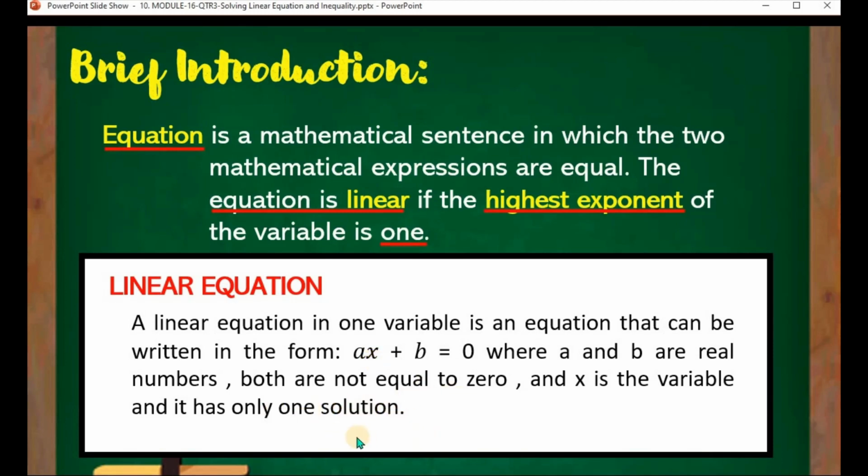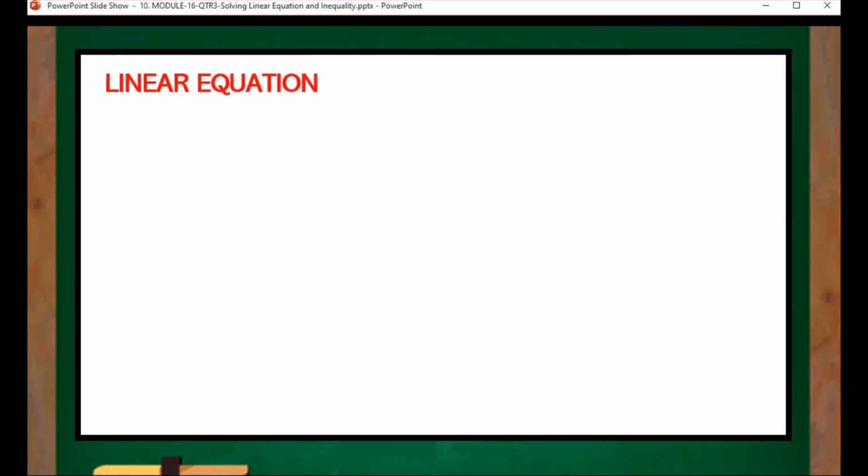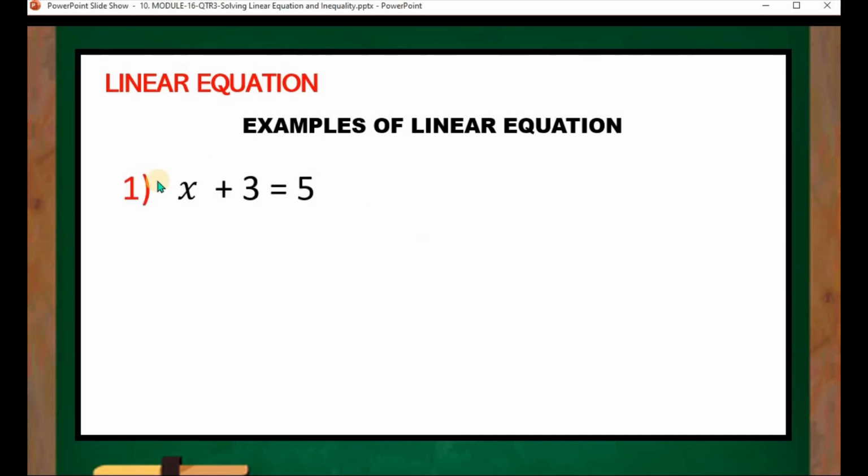Okay? So, let's see. Ayan, banda tayo, paano ba tayo magsosolve ng isang linear equation? Okay, so let's have an example of linear equation. So, pag sinabi mo linear equation, ayan, this is a linear equation, in the form of ax plus b equals 0.